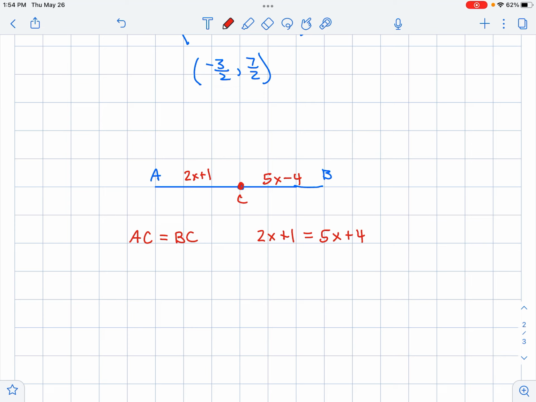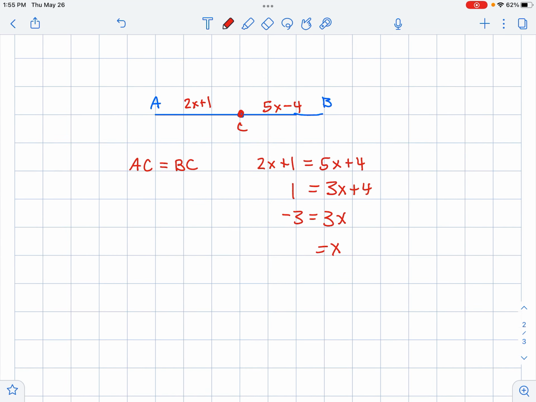Okay, so let's see what this is. Let's solve this equation. Bring the x's together, and you've got 3x plus 4 equals 1. And then you subtract the 4, so you get negative 3 equals 3x. And then you divide, and you get x equals negative 1. Okay, so if segment AC is equal to BC, these are the same length, then x must equal negative 1. Yeah, so sometimes you'll see problems like that.